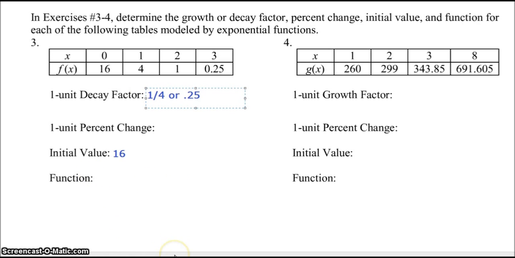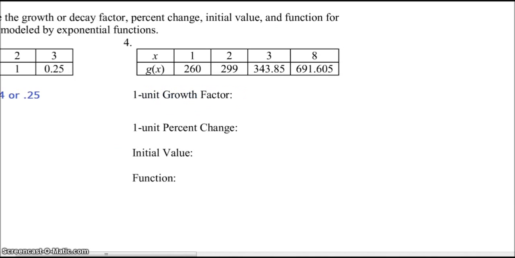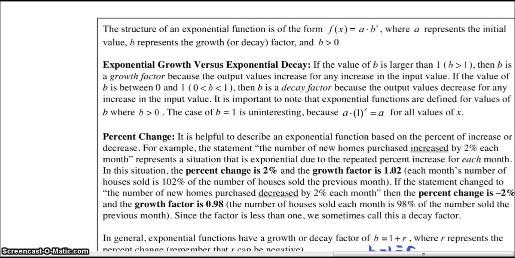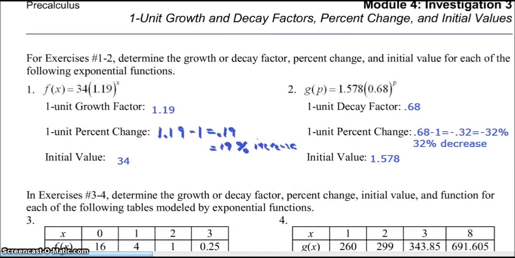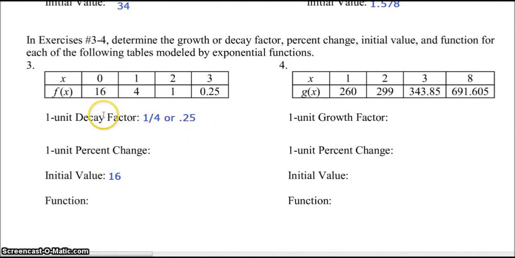You may notice that we have every piece that we need to write a formula, because recall that when we have the formula f of x equals a times b to the x, a is the initial value and b represents the growth or decay factor. Since we've already identified the decay factor and the initial value, we know what our function will be. And it will be f of x equals the initial value, which was 16, times our decay factor, 0.25, to the x.